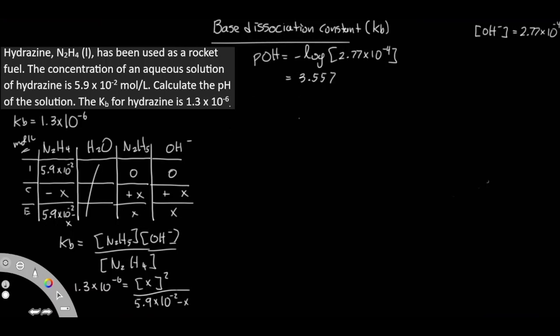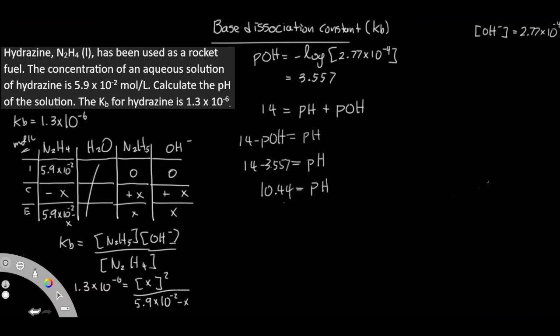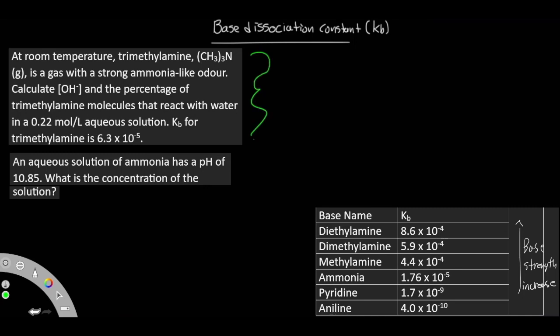Again, this has to do with our pOH. We're trying to find the pH. Know that our formula for 14 was our pH plus our pOH. So in order to find our pH, we can just do 14 minus our pOH. pH ends up becoming 14 minus 3.557. pH ends up becoming 10.44. That's the answer.